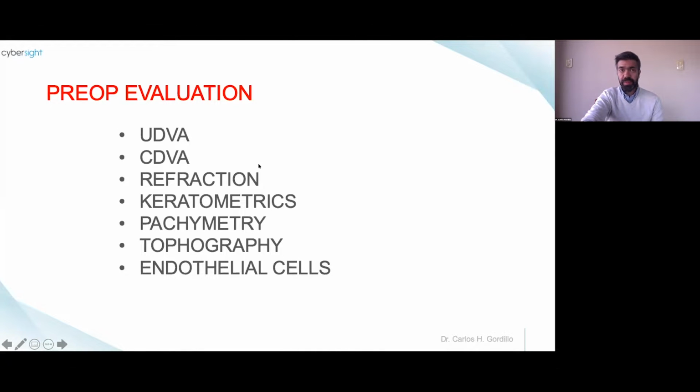So pre-operative, this was one of the questions that someone was writing. You need to consider, as with every patient in ophthalmology that you're going to perform a surgery on, the uncorrected visual acuity. The pinhole is very important, because if you're going to propose a surgery to a patient, you need to understand how good the potential of the retina is. If you don't perform the pinhole, you're never going to know about it. The corrected visual acuity, the refraction, the keratometric values, the pachymetry, the topography, and the endothelial cells. Of course, a fundoscopy is always necessary.